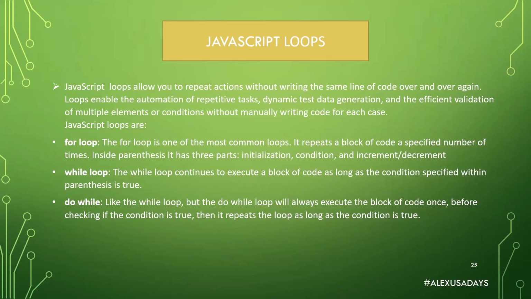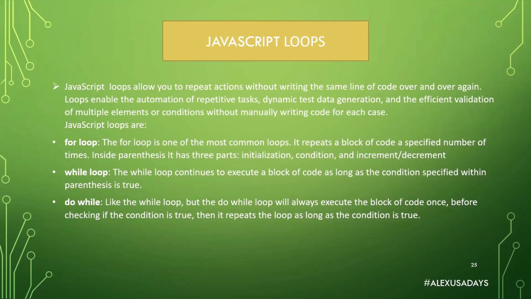JavaScript's loops are for loop. The for loop is one of the most common loops. It repeats a block of code a specified number of times. Inside parentheses, it has three parts: initialization, condition, and increment, decrement. And we will review it closely during the code part of the video.